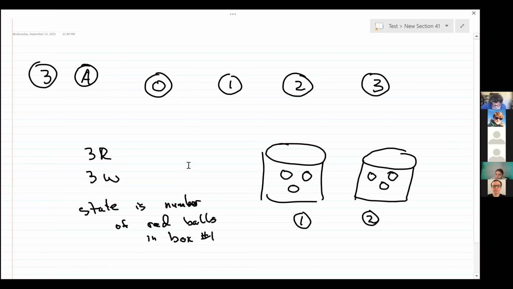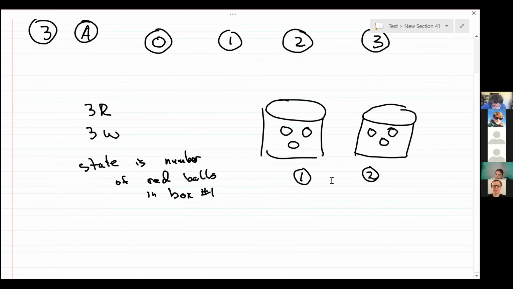Okay. So if we're here, there will always be 3 balls in box 1 because you're switching one out and switching one back in. So there'll always be 3 balls, but the state is the number of red balls in here. And this is saying, suppose the number of red balls is 0. So if that's what it looks like, then it looks like this. White ball number 1 is in here, white ball number 2 is in here, white ball number 3 is in here.